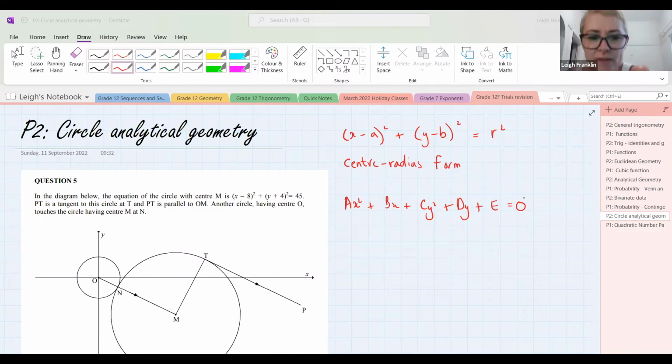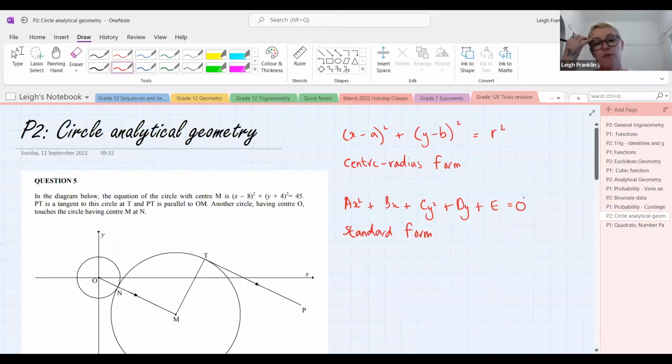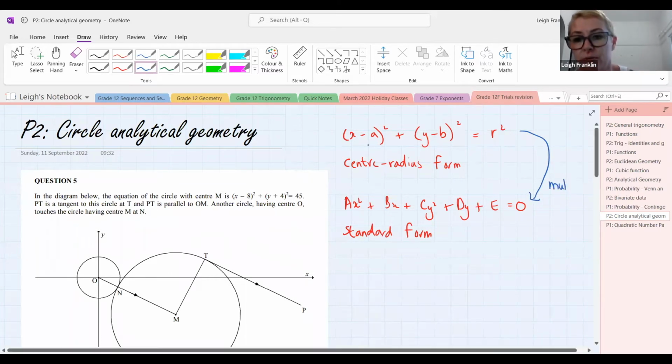In this form, it's referred to as standard form. They could give you the equation in standard form and expect you to be able to write it in center-radius form. To go from center-radius form to standard form is very easy, because all you have to do is multiply the brackets out.